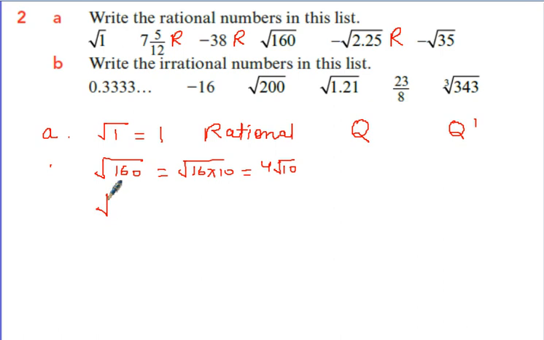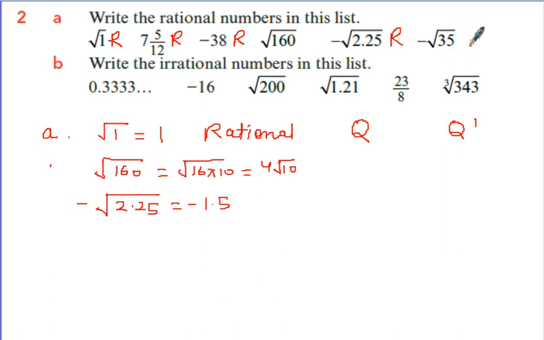Because 2.25, and the minus is outside, it is the square of 1.5. So it is very well rational, 1.5. So it is rational. So how many rational numbers are there? 1, 2, 3, 4. So there are 4 rational numbers.